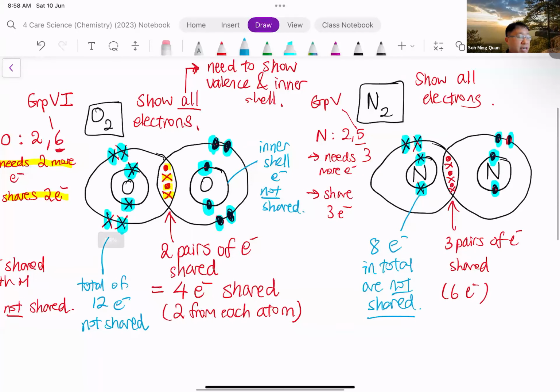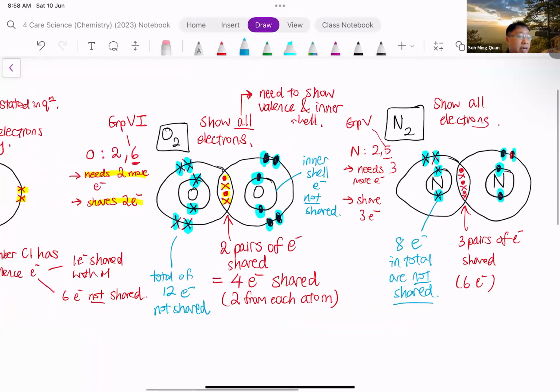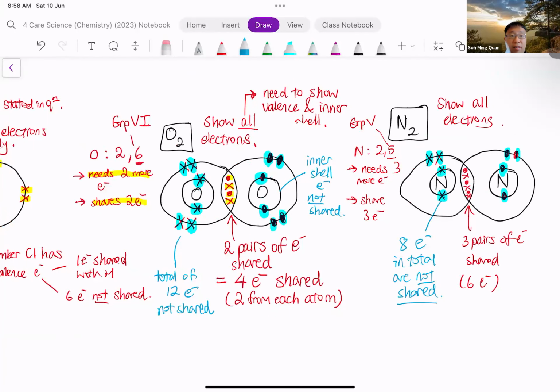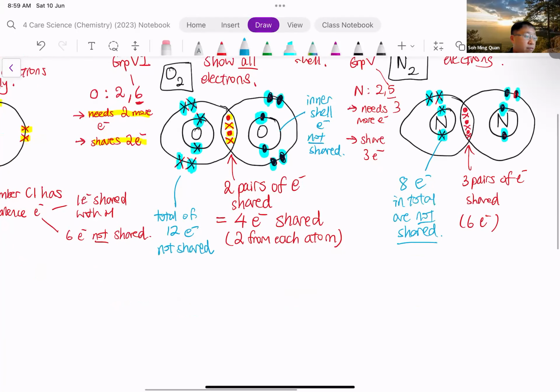So based on these, we have already seen some clear properties and patterns in how to predict how many electrons will be shared. There's a pattern, right? For oxygen, it shares 2 electrons. Because it's in group 6, it needs 2 more electrons. Nitrogen shares 3 electrons. Because it's in group 5, it needs 3 more electrons. So we can now generalize. The group, how many electrons shared?